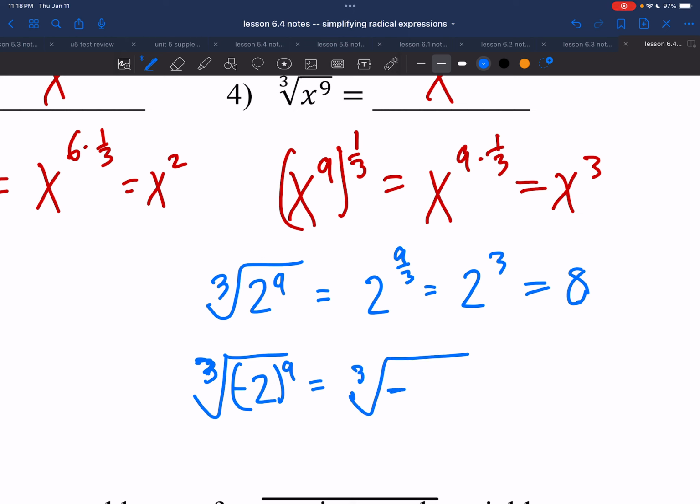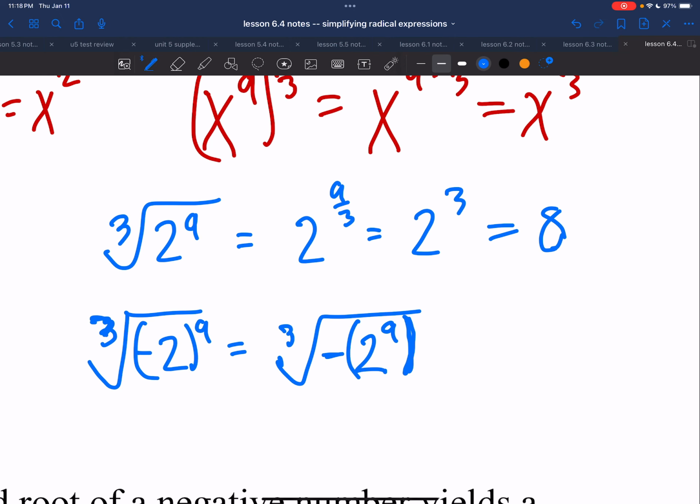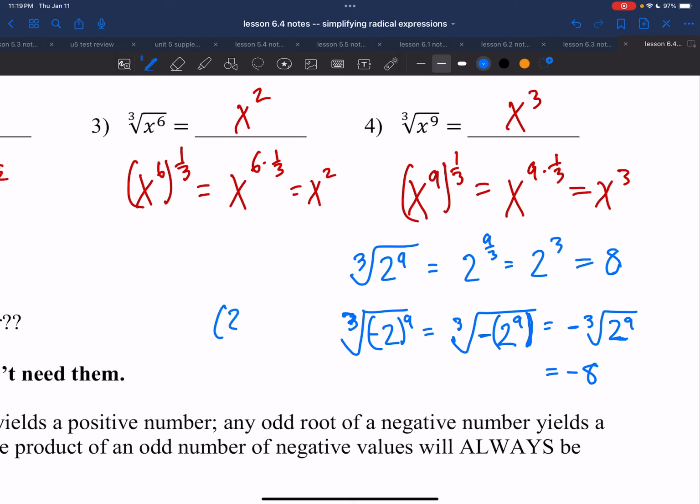It's negative 2 to the 9th, right? This is true. So I say, oh, okay. Then if that is that, if I take the cube root of a negative, it's still going to be negative because you can multiply 3 negatives to get a negative. So then this is negative cube root 2 to the 9th. But I know 2 to the 9th, because right here, is 8. So then this is negative 8. So then these points are 2, 8, and negative 2, negative 8.